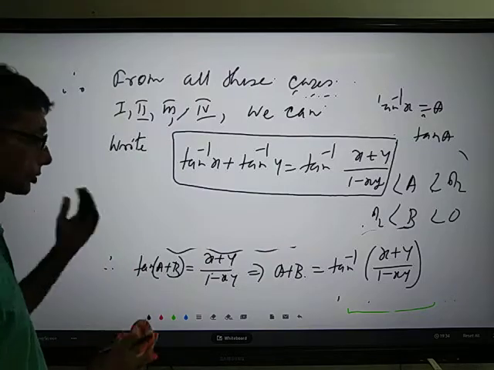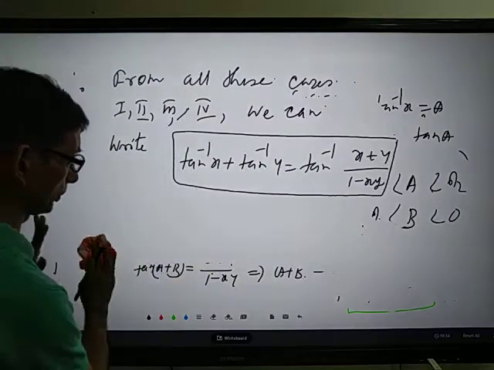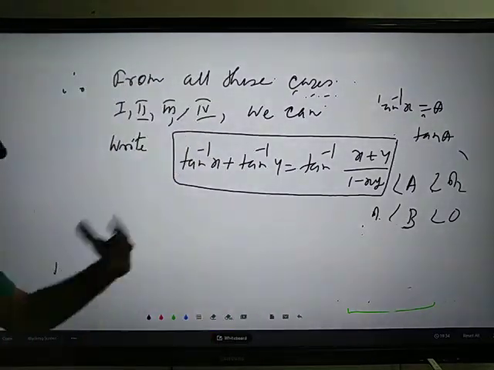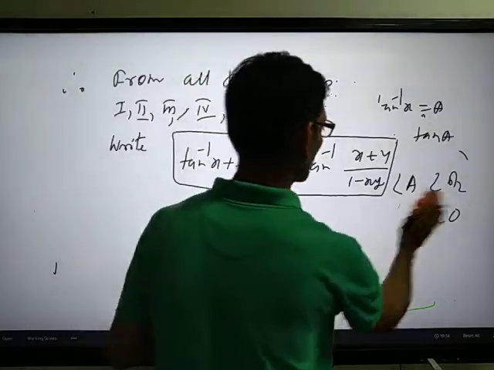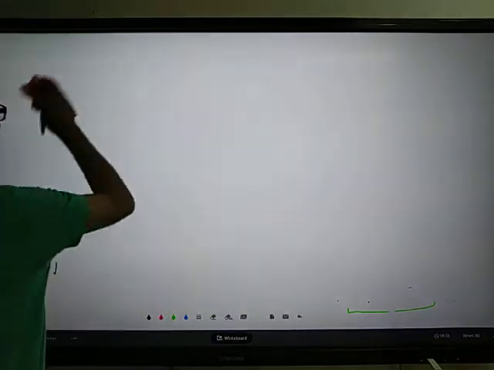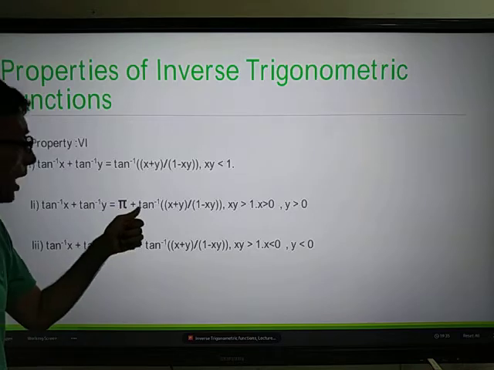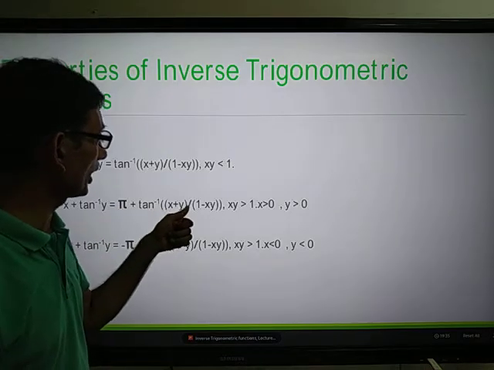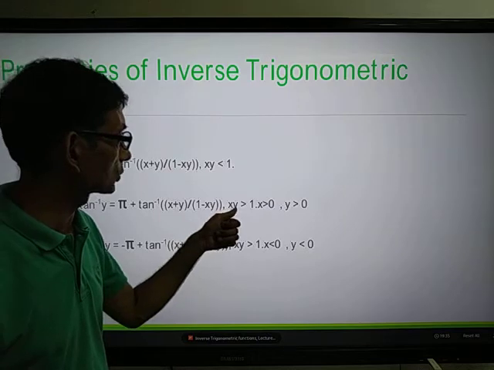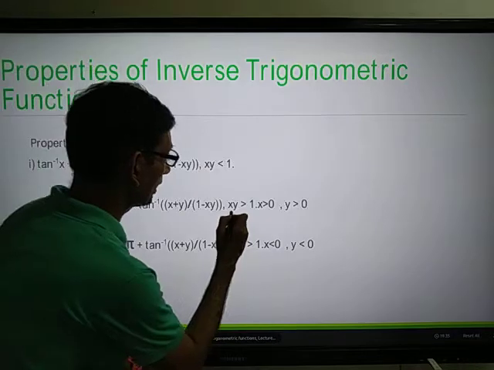We are going to prove it. That is also very important. The proof could be a little different from this. I'm going to prove the second property, and similarly I'll leave the third property for you to prove. So what is the second property? Let us see this once more. We are going to prove that tan inverse x plus tan inverse y is equal to pi plus tan inverse of (x plus y) divided by (1 minus xy), where xy is greater than 1. Remember this. Here this is different. Here xy is less than 1.